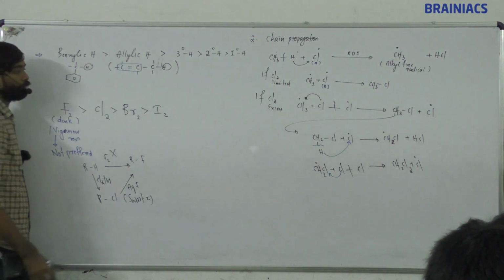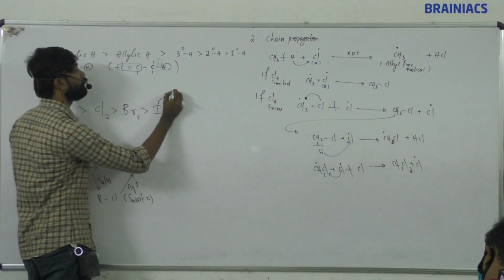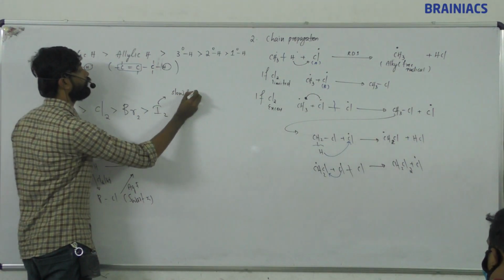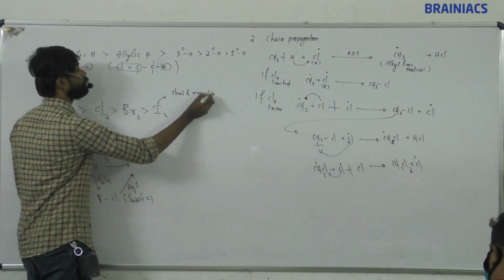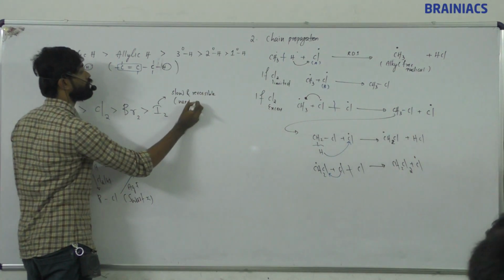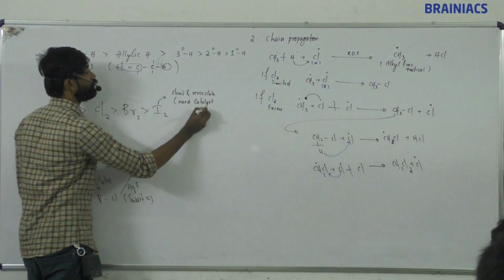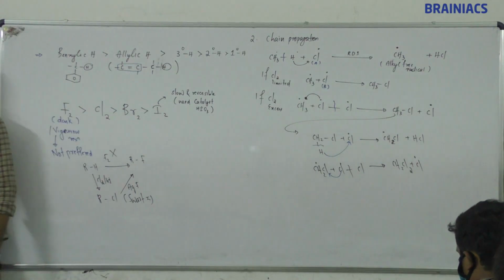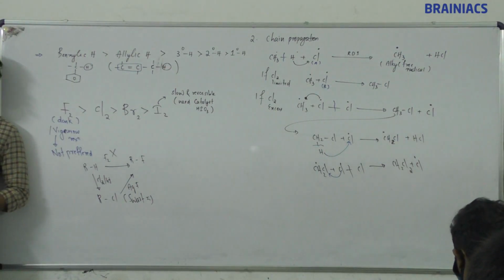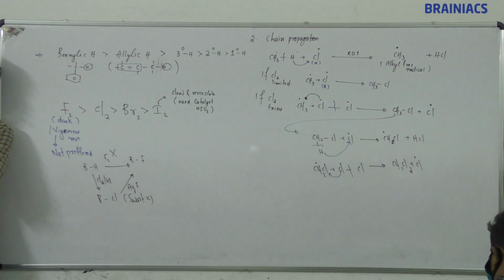What about iodination? Iodination is very slow and reversible. So in order to proceed, it needs a catalyst like HIO3 or an oxidizing agent. Then only does the reaction take place. And what about chlorination and bromination?